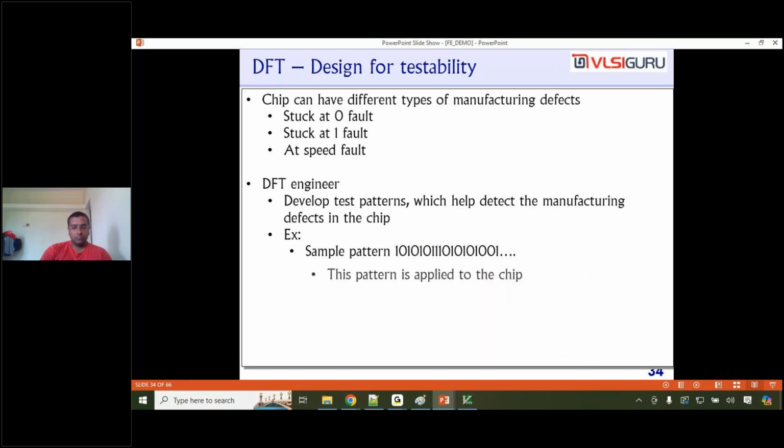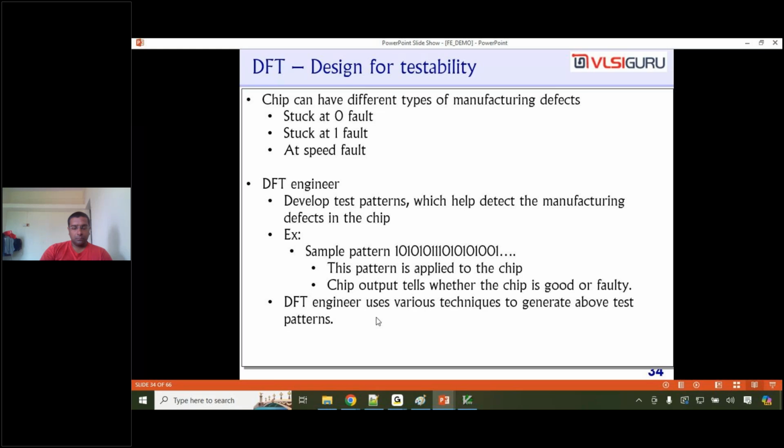This pattern is applied to the chip. Chip output tells whether the chip is good or faulty. DFT engineer uses various techniques to generate the above test patterns. It is the DFT engineer who generates the pattern. That means, who provides this pattern? DFT engineer. What are the techniques he uses?